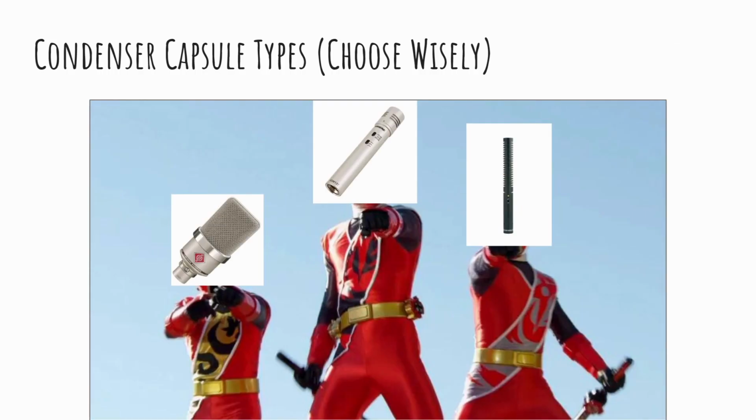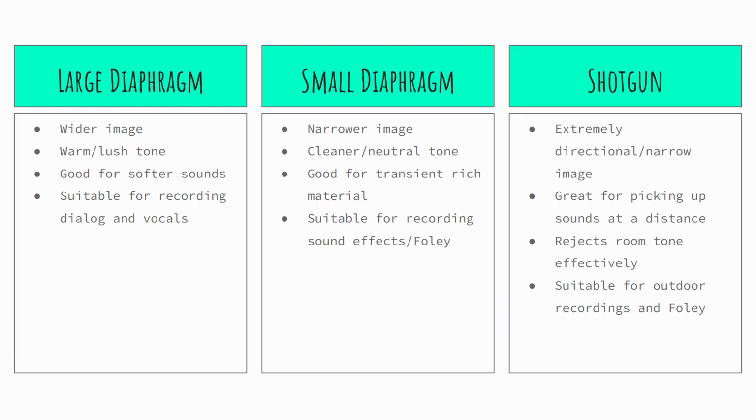Further breaking down condenser microphones, there are three types of capsules: large diaphragm, small diaphragm, and shotgun. Each of them has its own characteristics and applications. Large diaphragm microphones have a wider image and are often considered to be warm and lush. They're good for softer sounds and great for dialogue and vocal recordings.